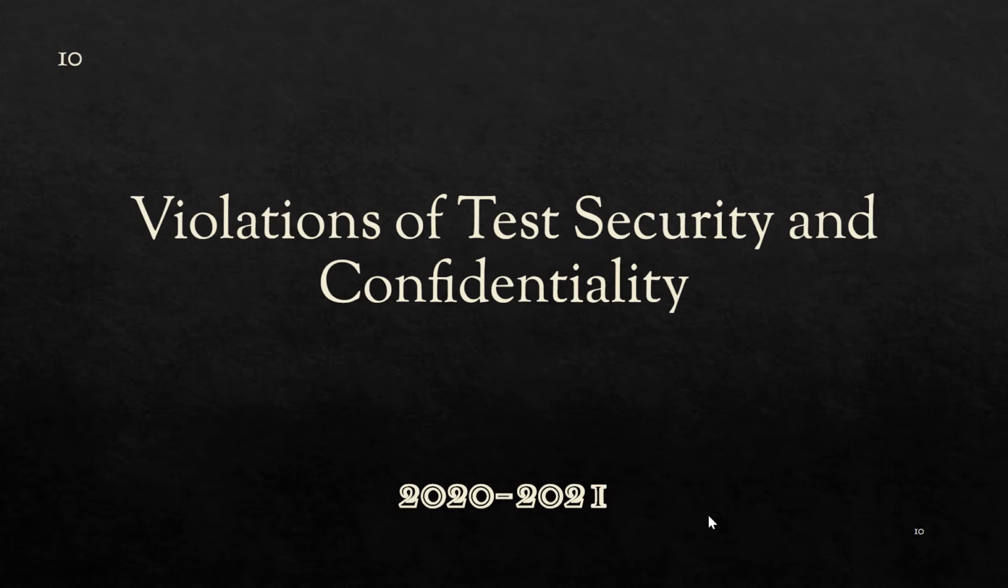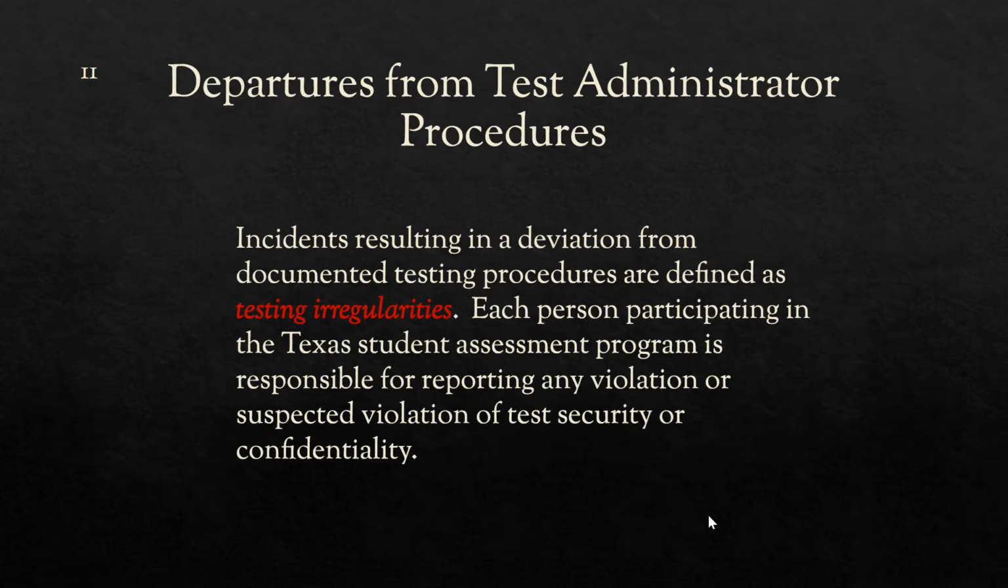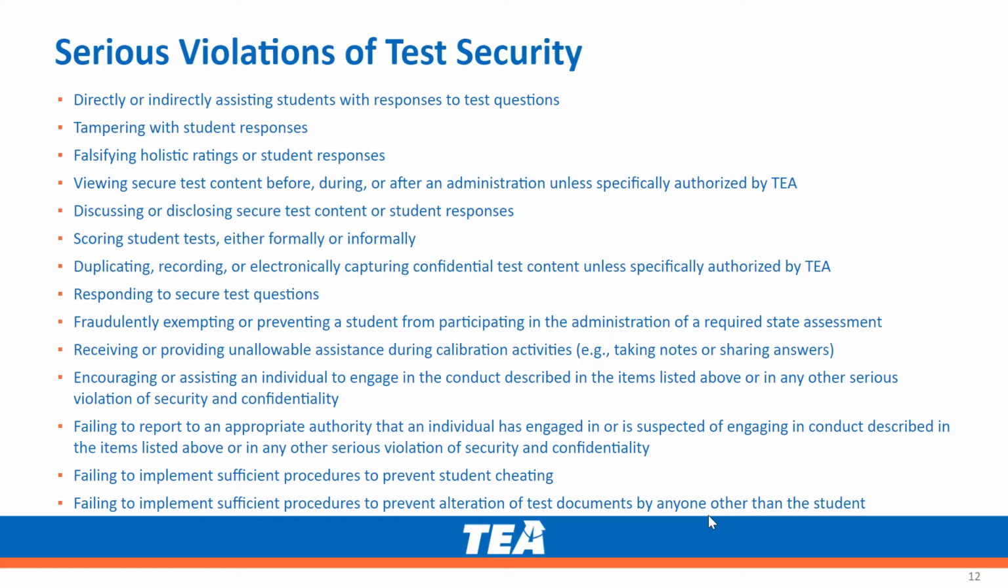So, violations of test security and confidentiality. Any departure, any deviation from the procedures that are defined by TEA can result in a testing irregularity. And so we need to make sure that if we see something and we're not sure, it is our responsibility to report that to the campus testing coordinator. Because if it is a violation, then obviously that needs to be reported to me.